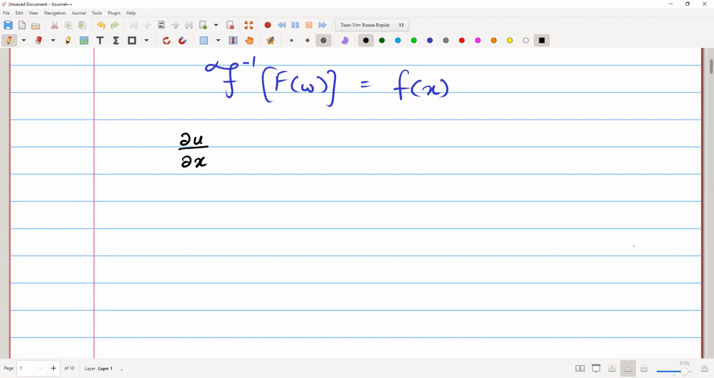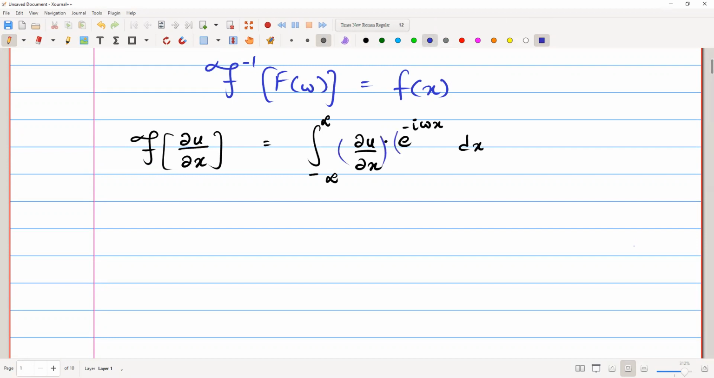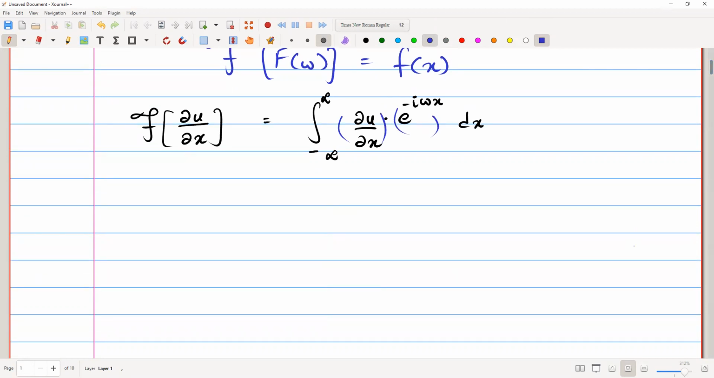and if we want to apply the Fourier transformation on this derivative, then we have to integrate this from negative infinity to positive infinity with the kernel of the transformation, that is exponential negative iota omega x dx, right? And now we can see that these are two functions, this dou u over dou x and this function. We can apply the product rule for integrals.